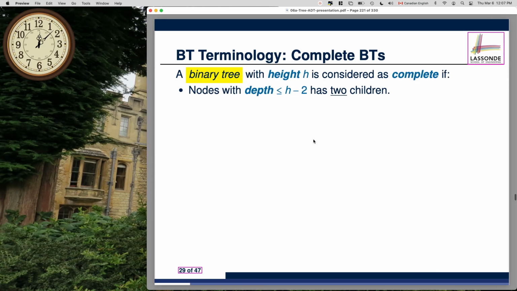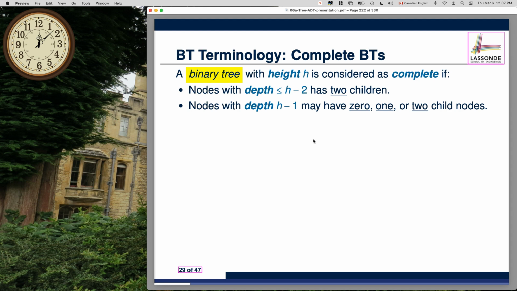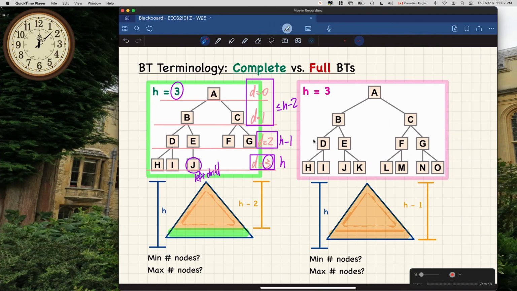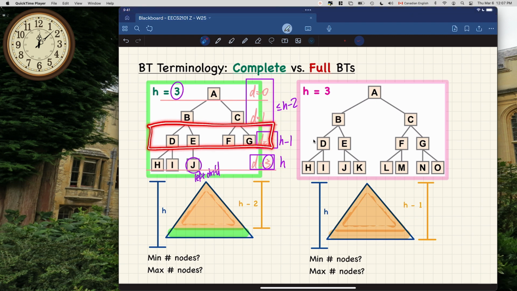Part 2. All the nodes with depth H minus 1, which is the next level, may have 0, 1, or 2 child nodes. Part 2 is talking about this one here. When you look at H minus 1, how many children? For example, this one here has 2 children. This one here has only 1 left child. And this node here has no child. So 0, 1, or 2. That's part 2.